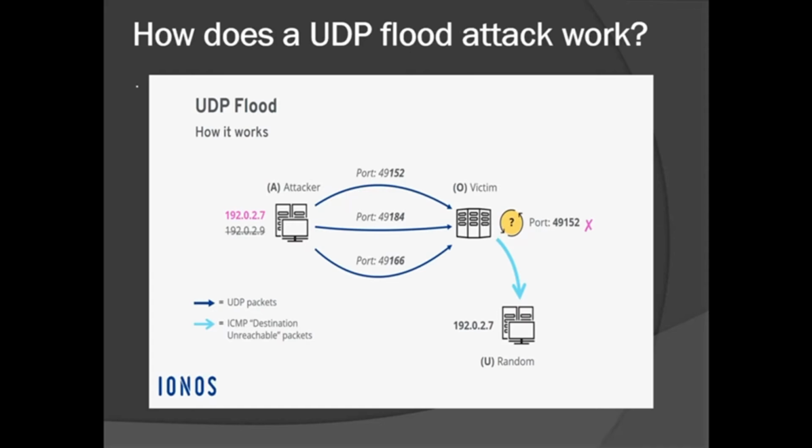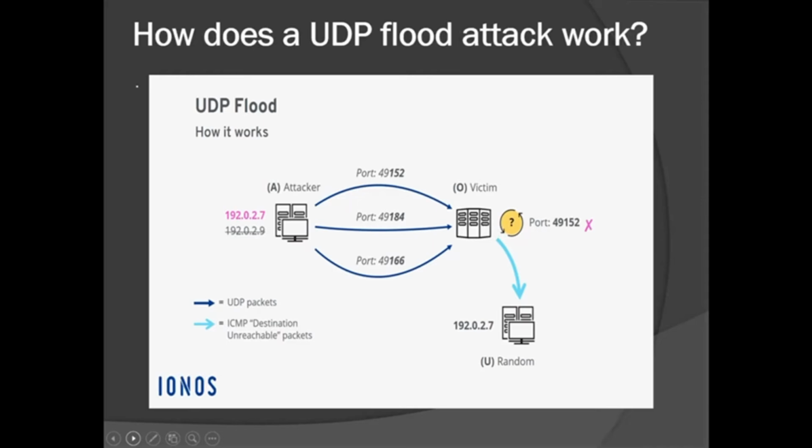Now, by accessing the random port, the victim will send a message through ICMP that the destination is unreachable, as the attacker has overloaded it with unlimited packets on ports, so the destination would not be able to access the code. It may even have crashed. So this is the process of how a UDP flood attack works.